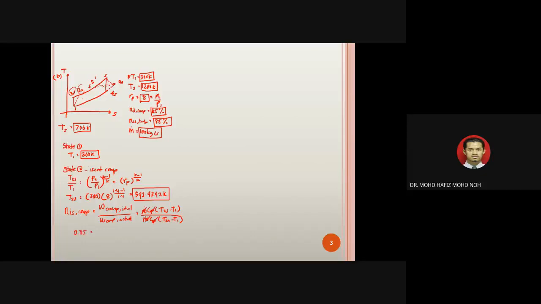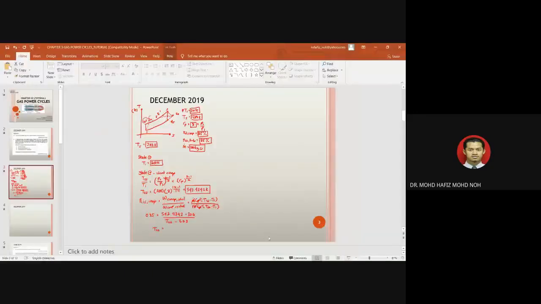It is equal to T2S, 543.4342, minus T1, where T1 is 300 Kelvin, divided by T2 actual minus 300 Kelvin. From here, you will find the value of T2 actual.